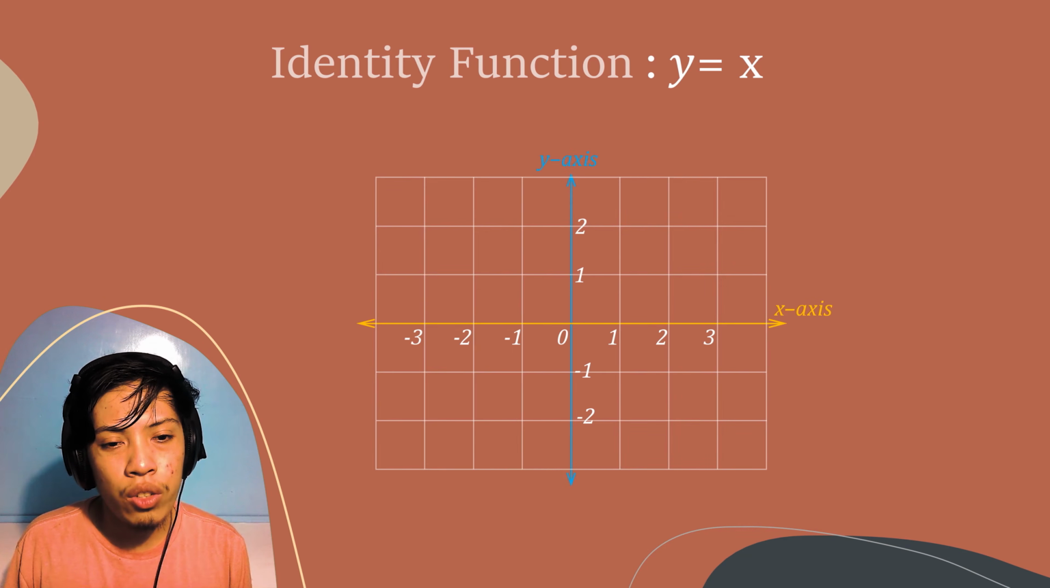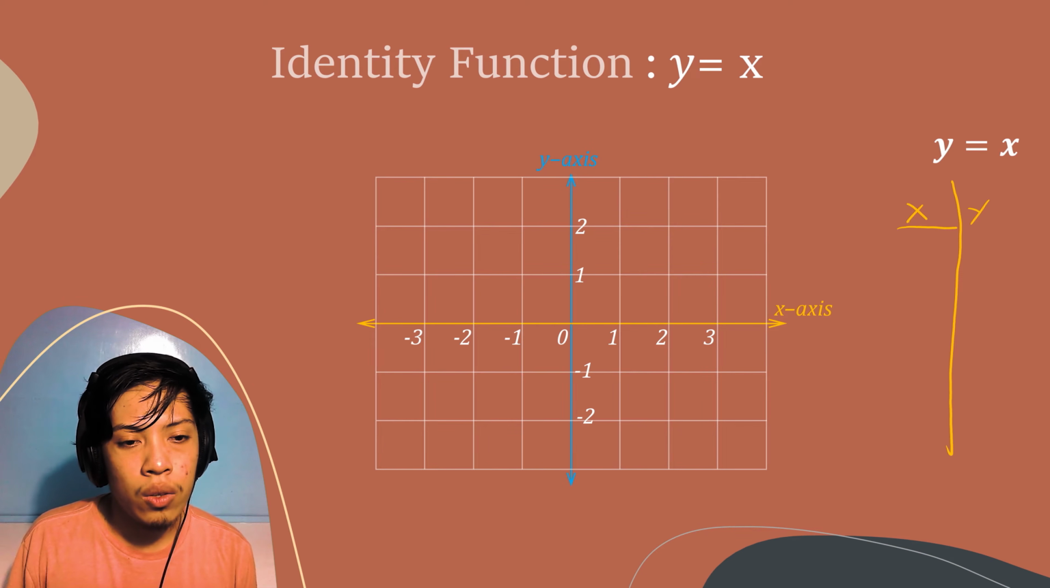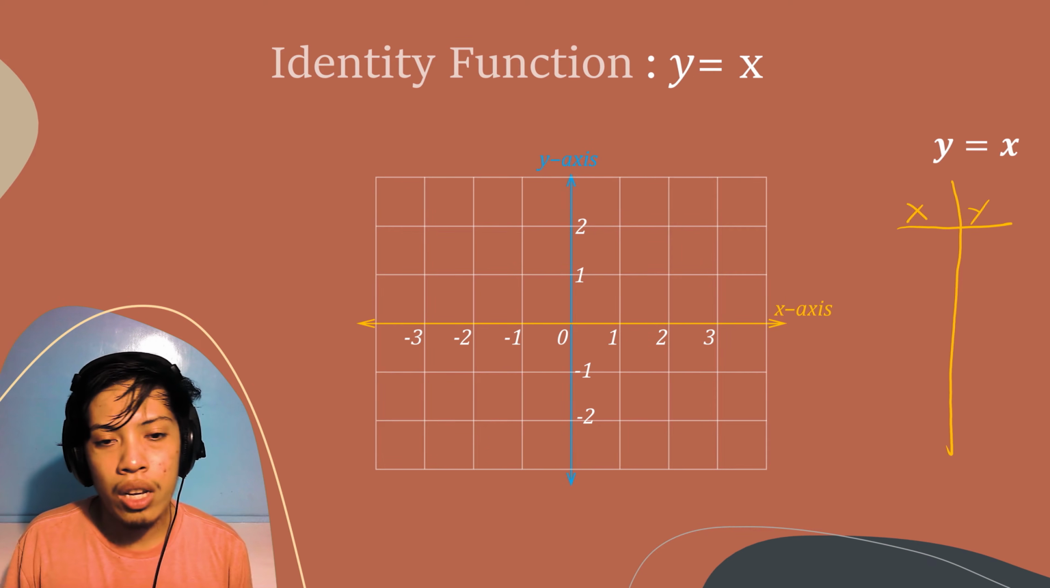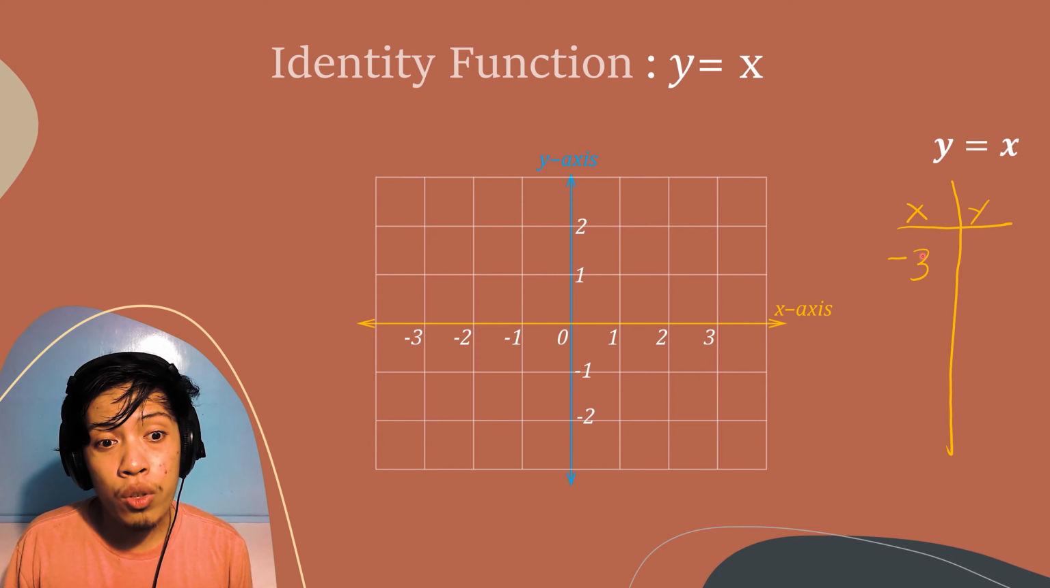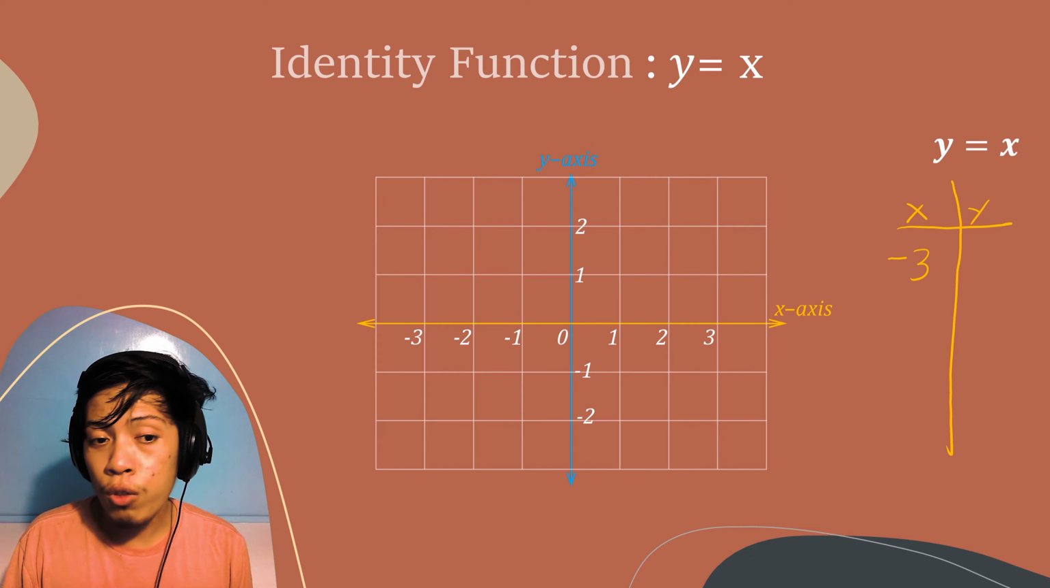If you want to draw the graph, we have here the Cartesian plane, the x and y axes. And to draw the graph, you just need to construct the table of values. So we have x and y. Let's start at -3. If we have -3 for x, your value for y, when you substitute -3 into this equation, is still -3, diba?